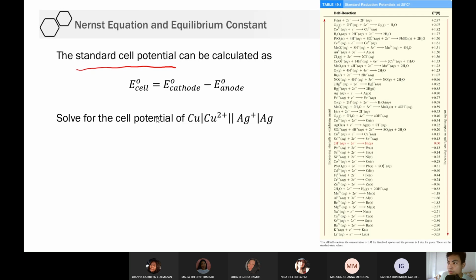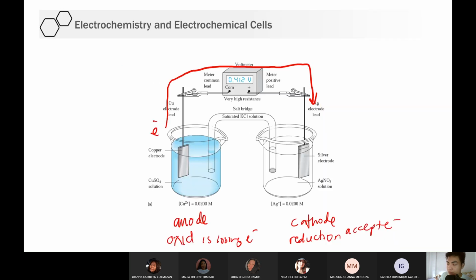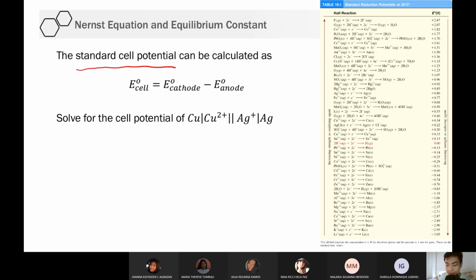So, for example, we have this. For the cell potential of copper 2 plus, silver. So, how do we read this? Paano binabasa to? Ganito lang din yan. Yung nasa left side, yung oxidation, and yung nasa right side ay yung reduction. So, this is the anode. Dito yung oxidation. And dito yung cathode. This is the reduction. So basically, you are just looking for the cell potential of this one.